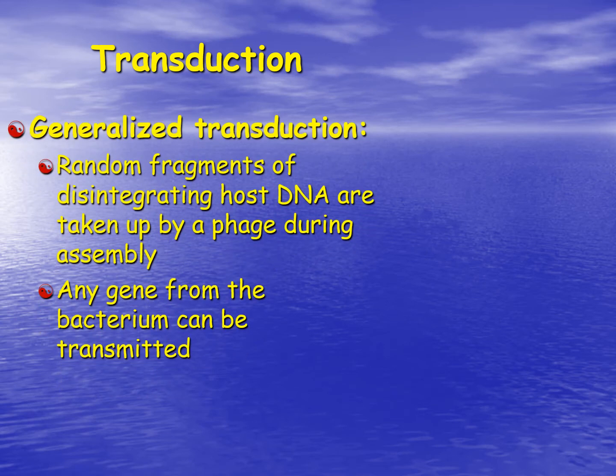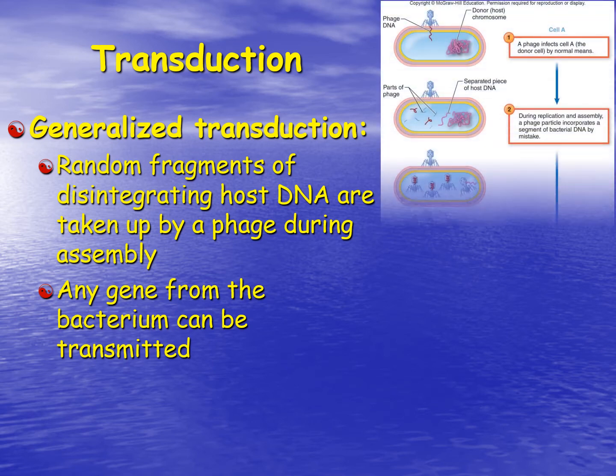General transduction simply shows random fragmentation of disintegrating host DNA of the bacterial cell that is taken up accidentally by the bacteriophage during the virus assembly. Any gene from the bacterium then can be transmitted by the bacteriophage to another cell.